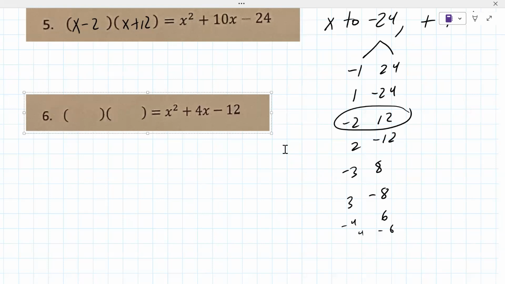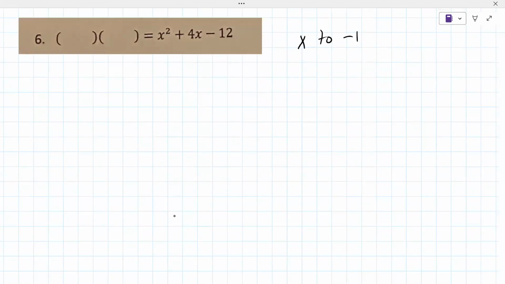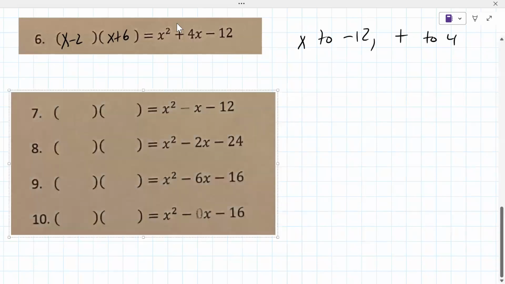So for 6, two numbers that multiply to -12, but add to +4. -2 plus 6. Okay, and then x minus 2, x plus 6. Good. All right, so why don't you try the next 3 or 4 here? 7, 8, 9, 10. So maybe try those. Just work through those and let me know what you come up with.